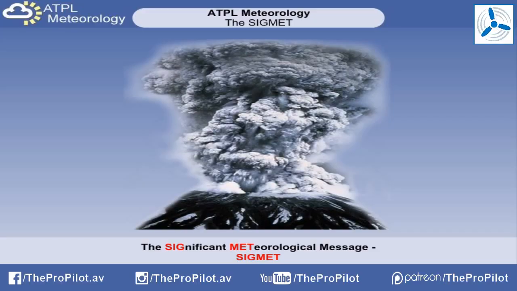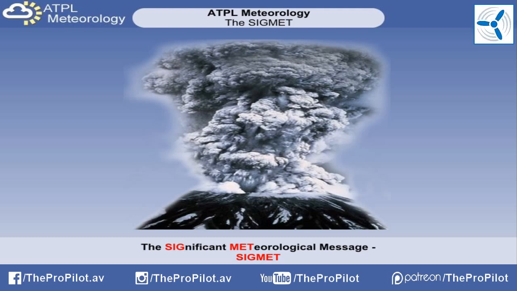The SIGMET is a concise message written in abbreviated plain language which concerns the occurrence and/or expected occurrence of specific en route weather phenomena which may affect the safety of aircraft operations. These messages are issued by designated meteorological watch offices which have a responsibility for flight information regions, or FIRs.